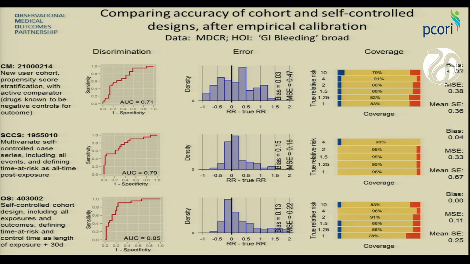Going back to our dashboard, this is what the dashboard now looks like after we have calibrated those estimates. One of the interesting insights about this is discrimination does not change. Our ability to discriminate between positive and negative controls remains the same on the basis of the rank ordering of our effect estimates. But now through calibration, no matter what the method was or the outcome, we're able to get a lower biased estimate with coverage that's closer to the nominal operating characteristics we hope for.